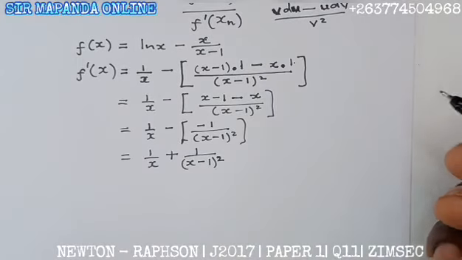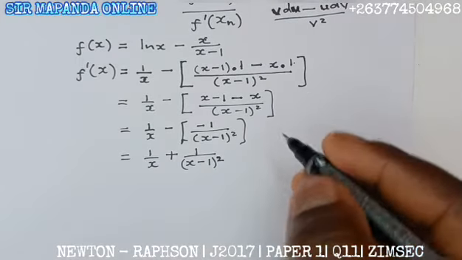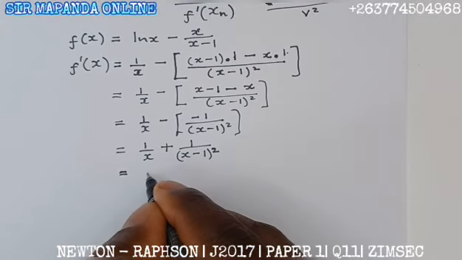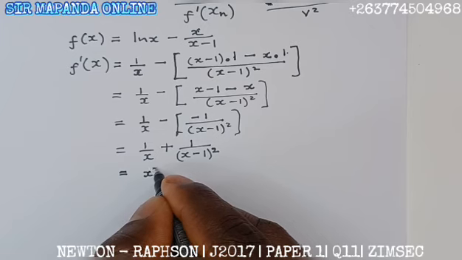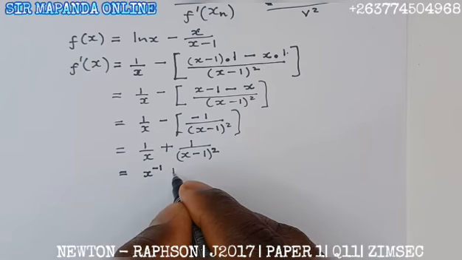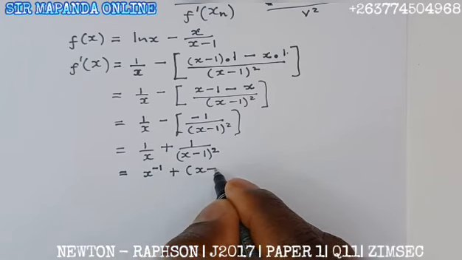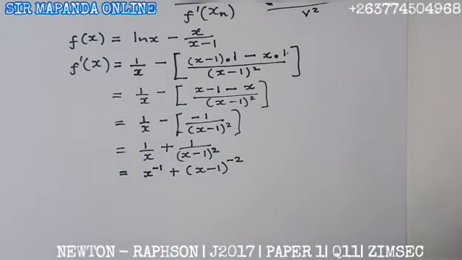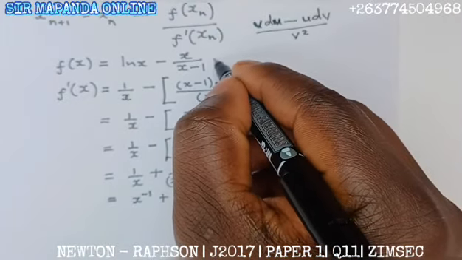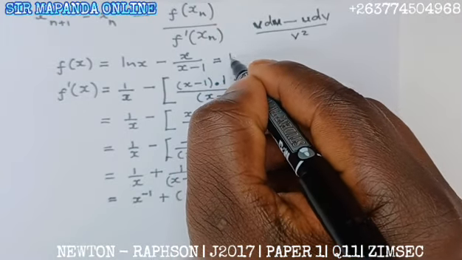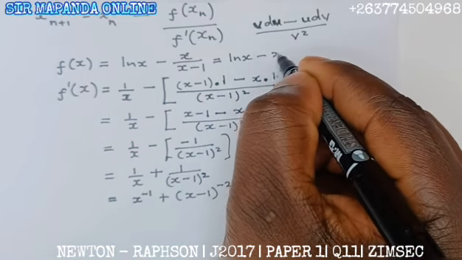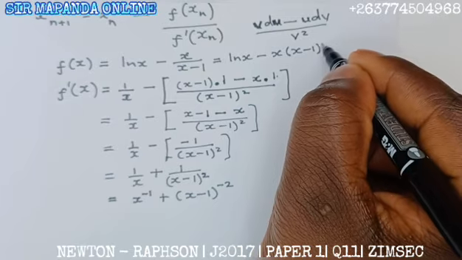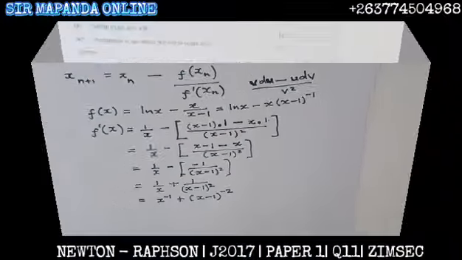So we can write this in inverse form. You get x to the power of minus 1 plus x minus 1 to the power of minus 2. I hope you are following. Then f of x can also be written in even form as ln x minus x, open bracket, x minus 1 to the power of minus 1.